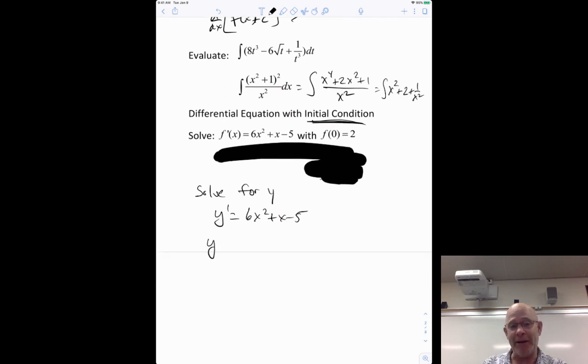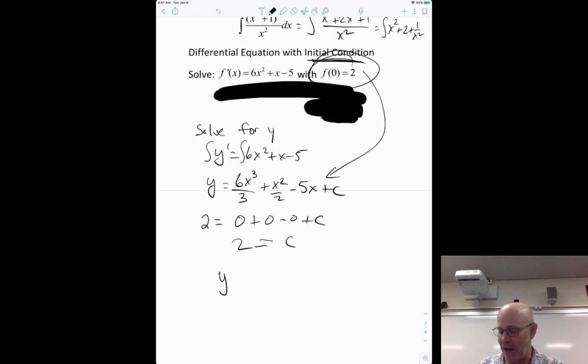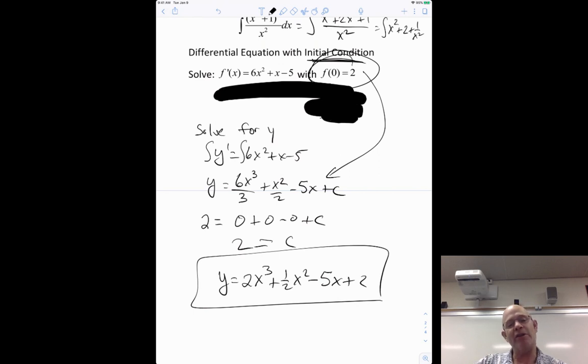So you start with y by just taking the antiderivative. So you get 6x cubed over 3 plus x squared over 2 minus 5x plus c. Just straight application of 3 power rules. And then the constant. We have an initial condition: when x is 0, y is 2. So 2 equals 0 plus 0 minus 0 plus c. So c is 2. Now we can go back and just say y equals 2x cubed plus 1/2 x squared minus 5x plus 2. Any form is fine. And there's my answer to my question.